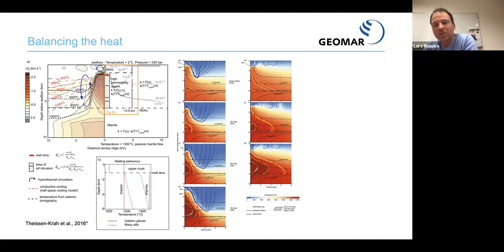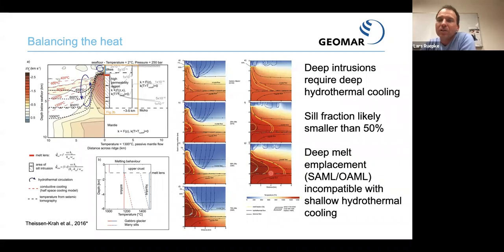If you go to 75% sills, then it gets really hard to get rid of the heat inside the lower crust, and you get these very high melt fractions. If you do the same thing with cooling only in the extrusives, so a cooling pattern only on top of the melt lens, then already 25% sills is the maximum that is compatible with the data. Otherwise, the melt fractions get too high.